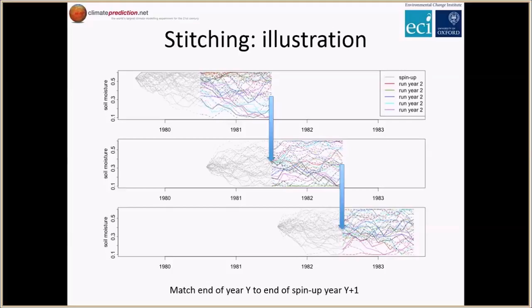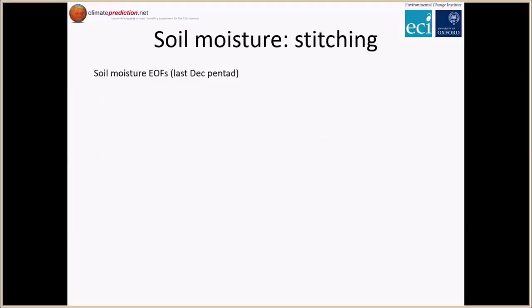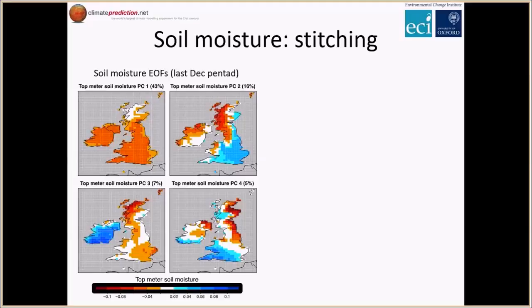So we're matching the same time steps. Of course, in our case, we don't have just one time series, but we have spatial patterns. So we use empirical orthogonal functions to simplify our multi-dimensional fields, and these are the EOFs of the upper layer soil moisture for the last pentad in December.